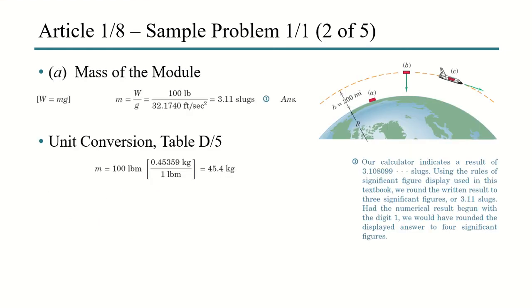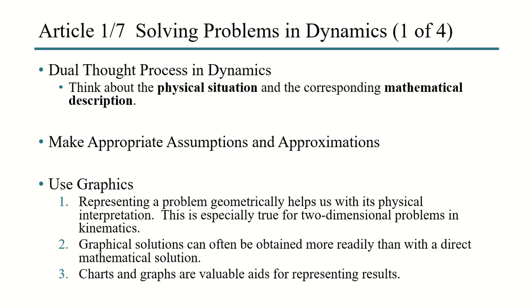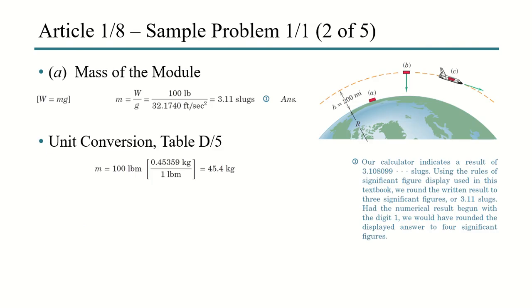Now for part A, the mass of the module. The mass of the module can be calculated using the formula of the weight. The weight is equal to the product of the mass and the gravitational acceleration. So from that equation, we can solve for m. m equals W divided by g. Substituting the values, our W given in the problem is 100 pounds, and g is 32.1740 feet per second squared, and it gives us 3.11 slugs. So this is our answer for letter A.